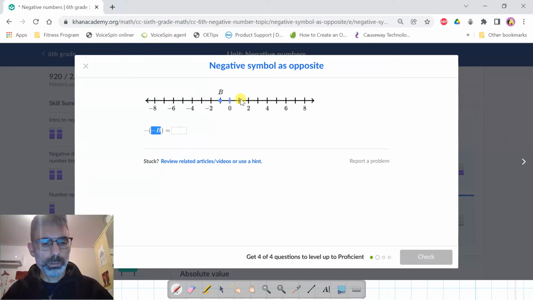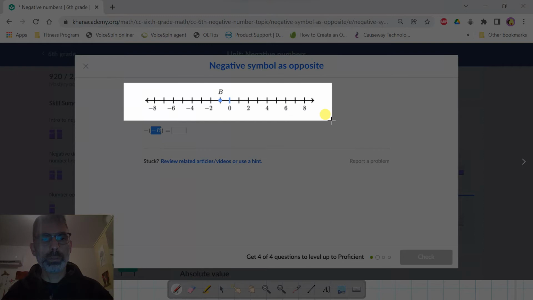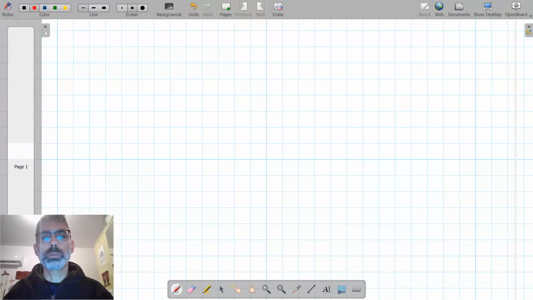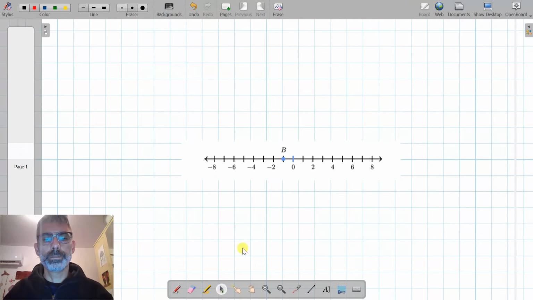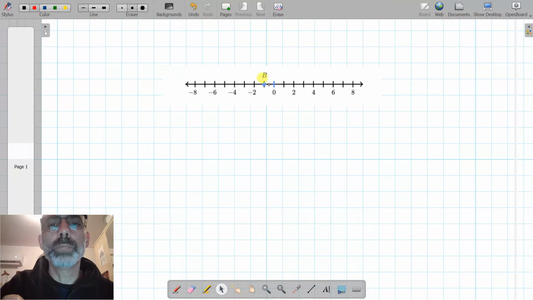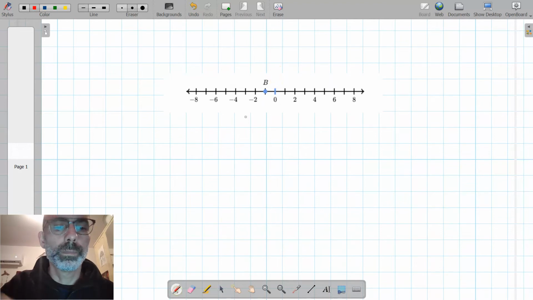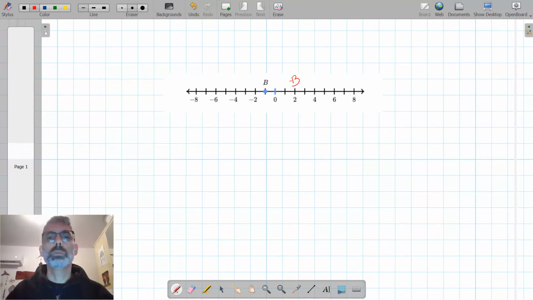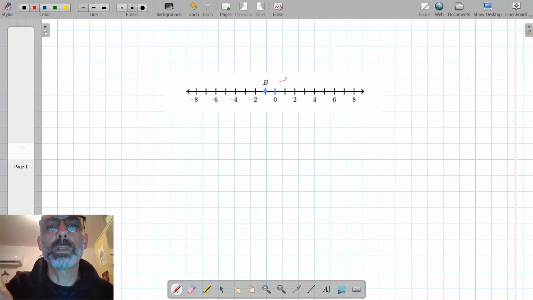Okay, let's put it on the board. So we see that B is 1 tick mark to the left of the 0, so 1 tick mark to the right of the 0 is here. So this here is the opposite of B. So not 2, 1 tick mark to the right of the 0. Here is negative B.